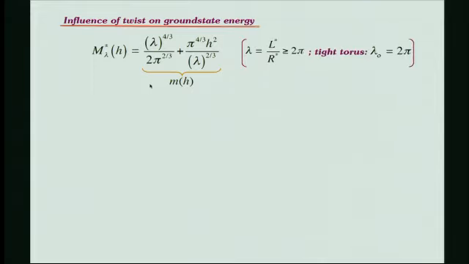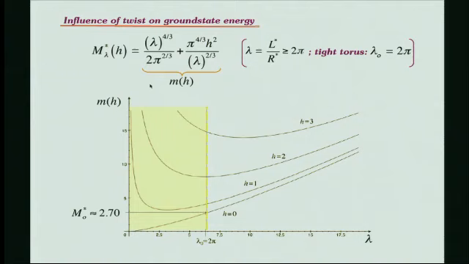Lambda, the rope length, is bound to be greater than or equal to 2 pi. The tight torus is the tightest configuration, of course unknotted, and we refer to that. And these are the curves. On purpose, I left this m of h here, but actually it is plotted against lambda, so there is this dependence on rope length.